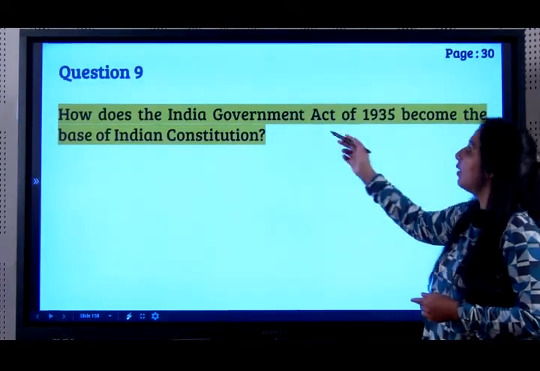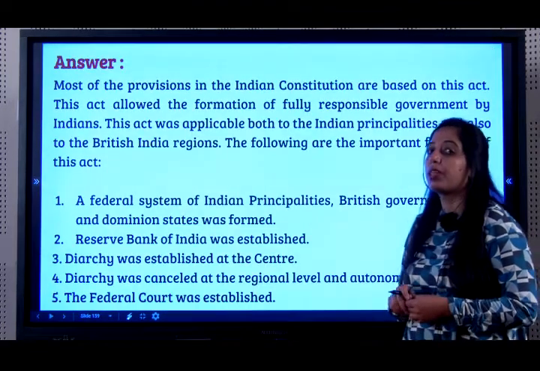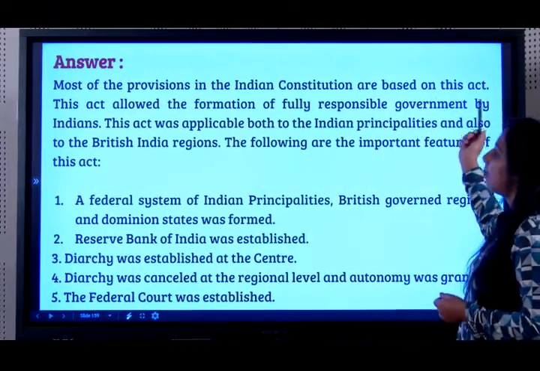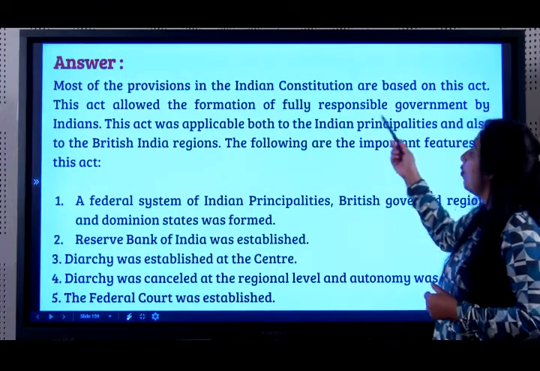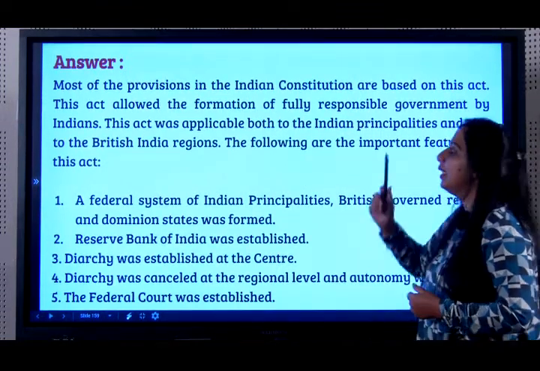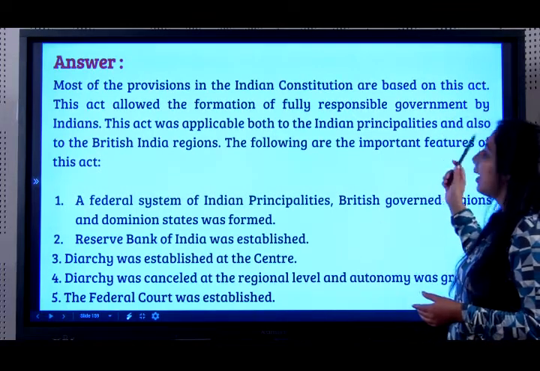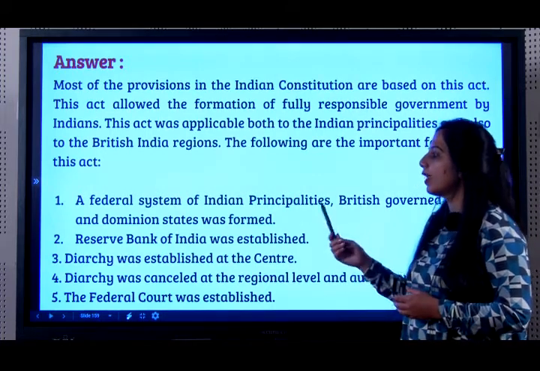Question 9. How does the Indian Government Act of 1935 become the base of Indian Constitution? A very important question. Most of the provisions in the Indian Constitution are based on this act. This act allowed the formation of fully responsible government by Indians. It was applicable to both Indian Principalities and also to the British India regions. The features were as follows.